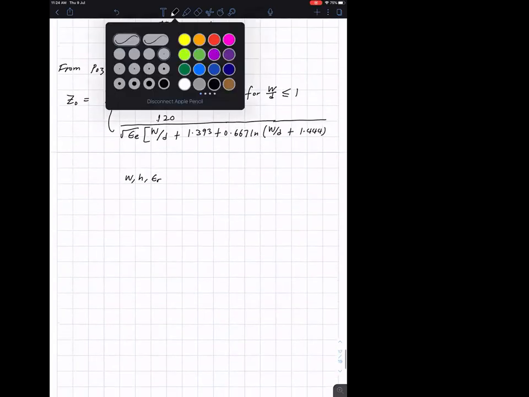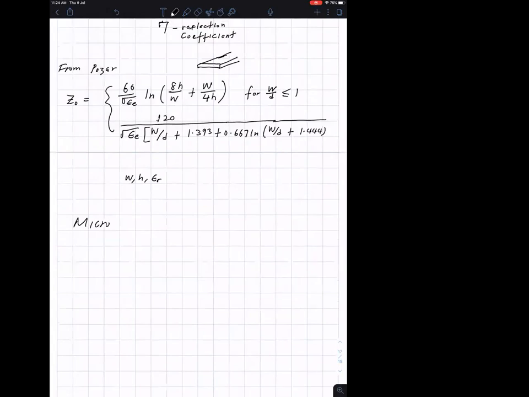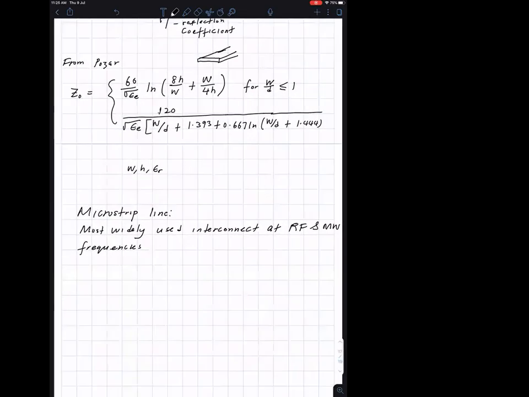Microstrip line. A microstrip line is the most widely used interconnect at RF and microwave frequencies. So yeah, let me show you some of this microstrip board.